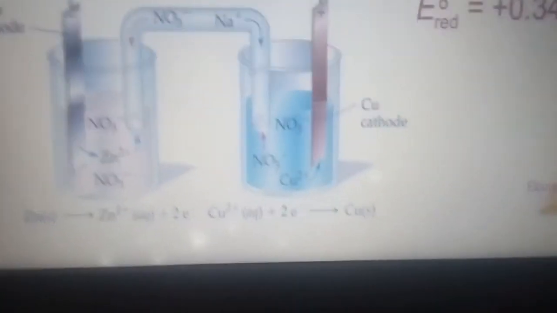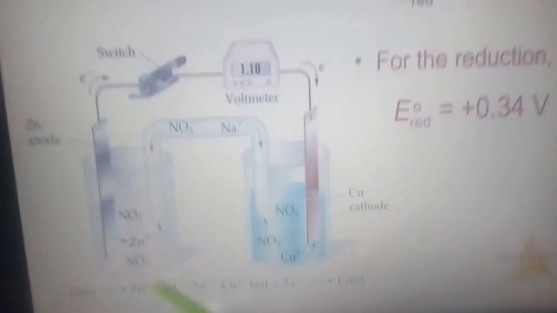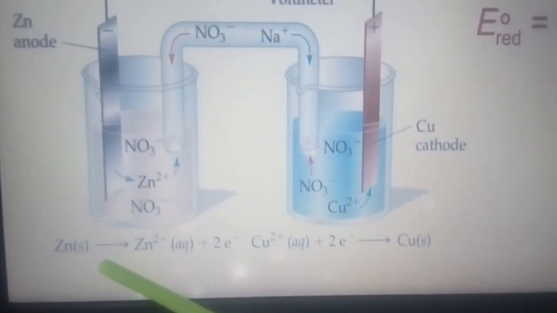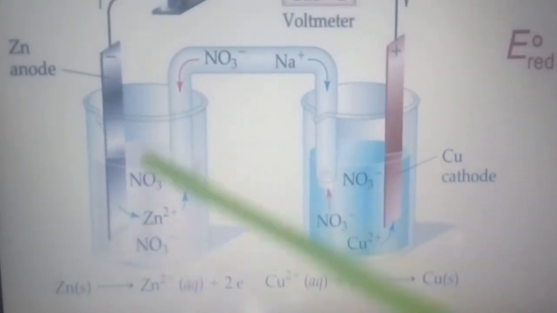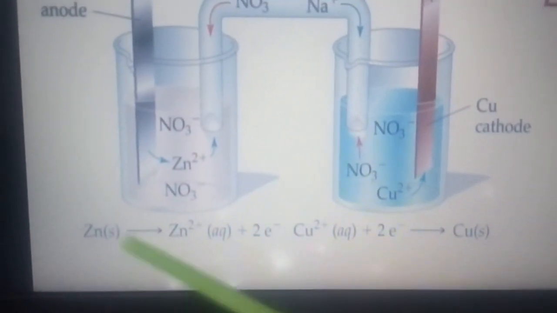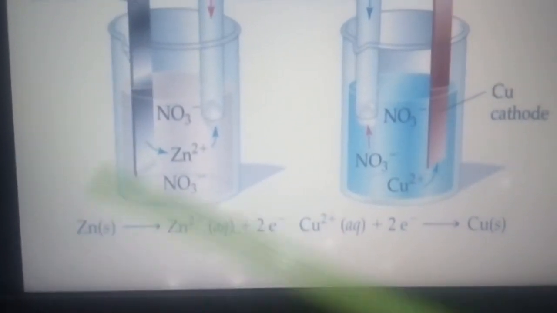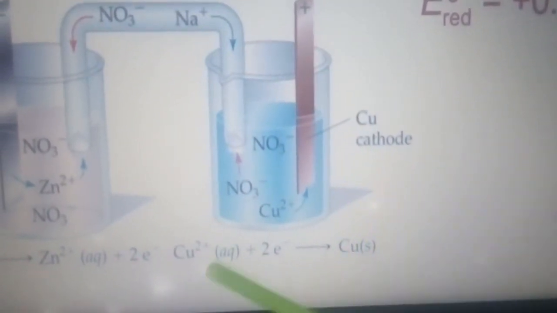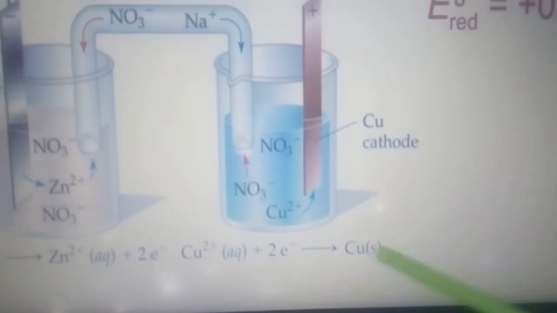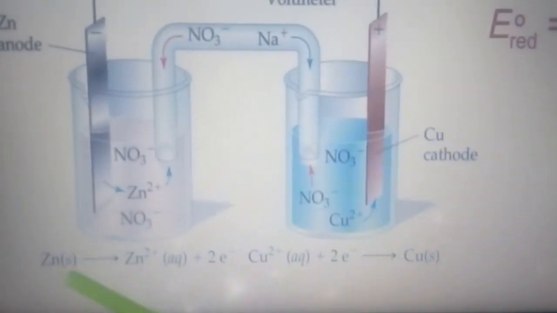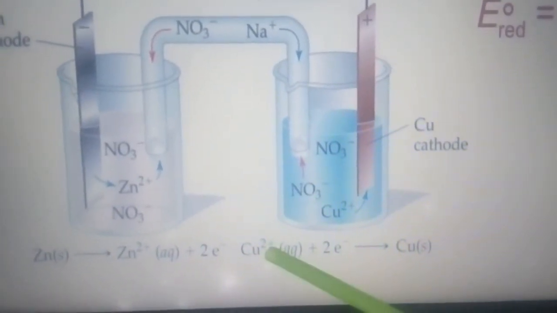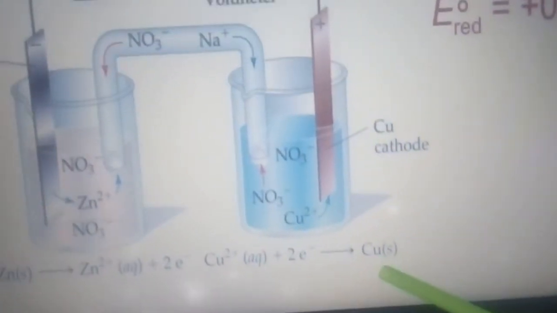Now considering one example of a galvanic cell. See here, this is the galvanic cell, and these are the cell reactions. This side is your anode, that means oxidation is taking place, oxidation of zinc to the zinc 2 plus ion. Similarly in the right hand side, the cathode, reduction is taking place. Here copper 2 plus is reduced to copper. So this is the cell reaction: zinc is oxidized to zinc 2 plus, and at the same time copper 2 plus is reduced to copper.